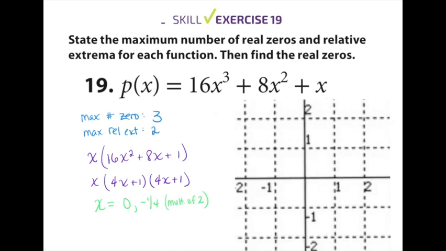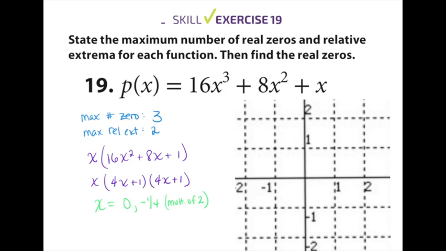So let's talk about this. The max number of zeros you could possibly have is 3. The maximum number of extremes you could have would be 2. When you actually factor this, you end up having 3 zeros. One of them just repeats, right? So you end up having 0, -1/4, -1/4, right? So I have 0 that's only done once, and I have -1/4, which is a multiplicity of 2.